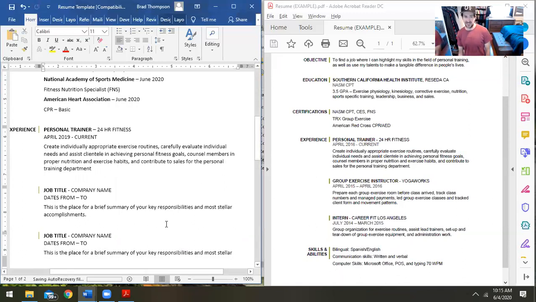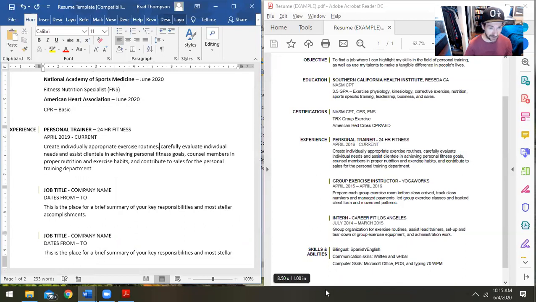Like it doesn't have sentences. These should each be individual sentences if it is going to be a paragraph, right? Created individual fitness routines, period. Carefully evaluate individual needs and assist clientele in achieving personal fitness goals, period. Counsel members in proper nutrition and exercise habits, period.